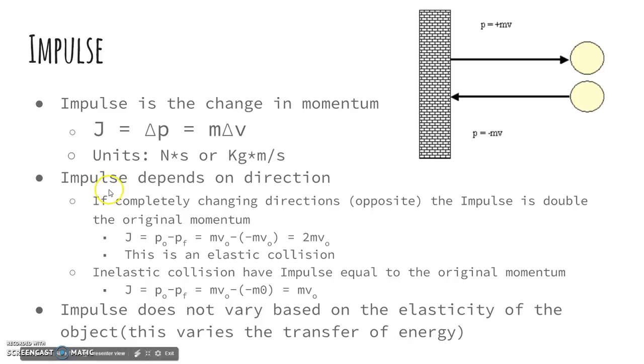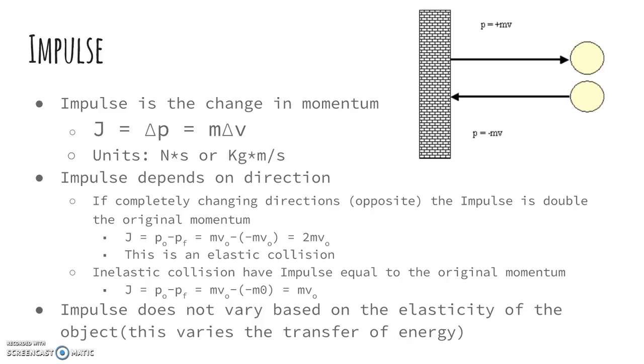So if you look in the upper right hand corner with this picture, you'll see if the object is coming towards a wall and it hits a wall, it starts with a given mv, or momentum, and then it goes out at a different momentum. The impulse is going to be a change in that, so the two negatives cancel out, but you are left with 2mv, which is the same thing as twice the original momentum.